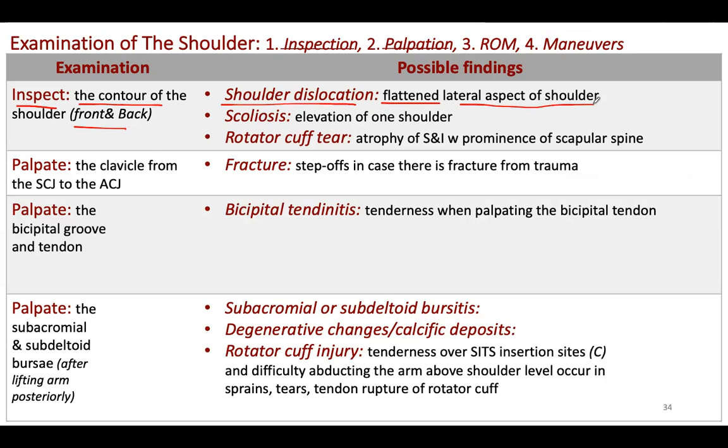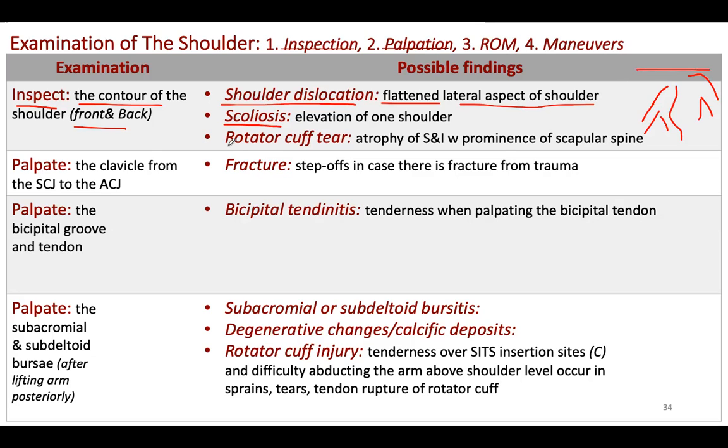And we have a very nice case study about that with clear X-ray about shoulder dislocation. In scoliosis, what's scoliosis? Lateral curvature of the spine. When the spine shows lateral curvature, one shoulder is going to be higher than the other. So there will be asymmetry of the shoulders when there is scoliosis. One shoulder will be higher than the other.